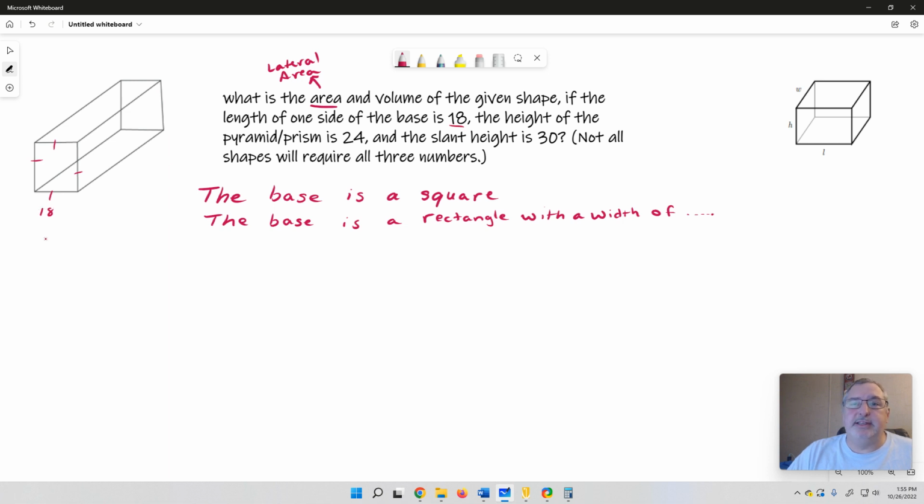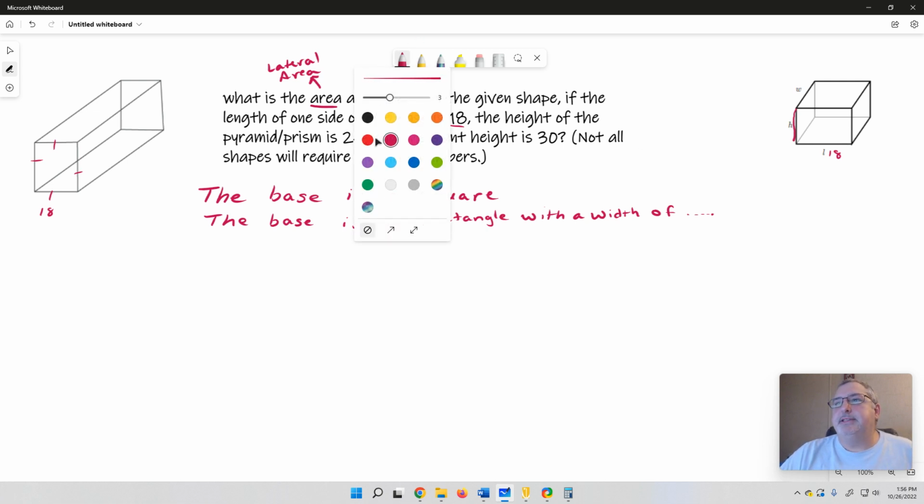So in this case, I'm going to use 18. Over here, you know that one is going to be 18, and then it tells you that the width, which is one of these other sides here, is going to be the other number. That's the only difference, and it just changes how you calculate perimeter. So we're going to focus on this square-based prism right here, and the only difference is that you're going to be given another number that you're going to have to use. So let's take a look.